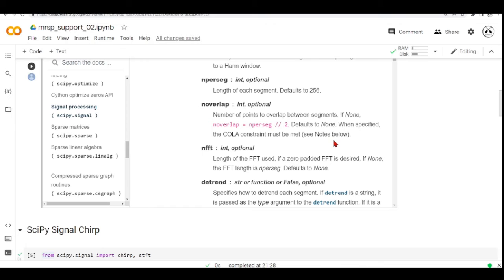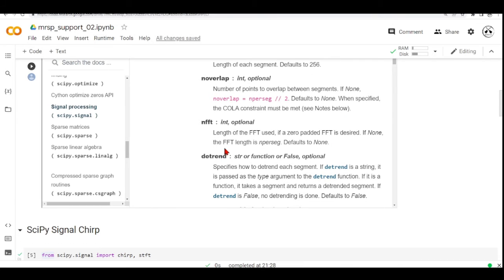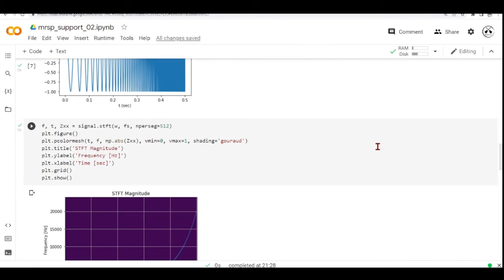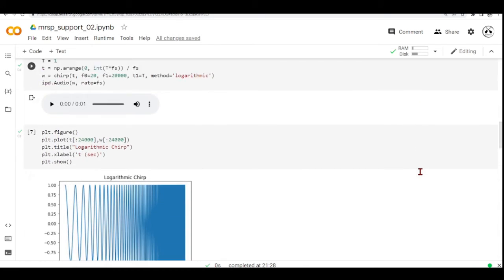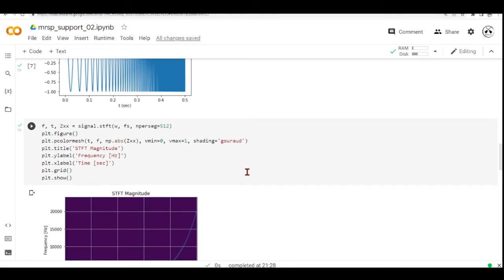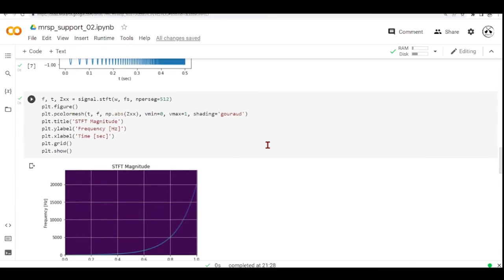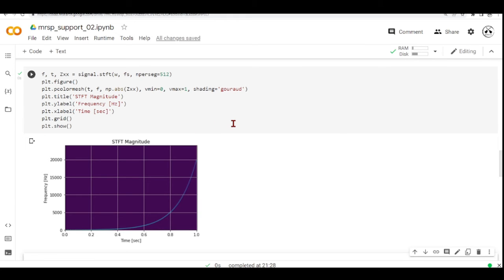The number of FFT points used, we are not defining it here, so it is equal to nperseg. It's very important, once again, to understand the default parameters so you understand what we are doing here. And then we are plotting. This function returns frequencies, time blocks, and the values for the STFT. And here we are plotting the magnitude of this STFT using matplotlib pyplot pcolormesh. We are taking the absolute value because we want the magnitude.